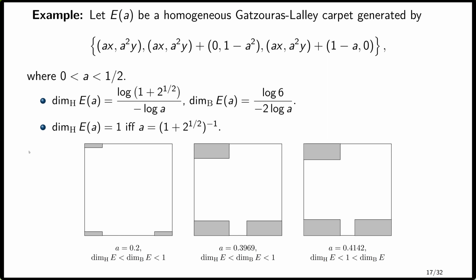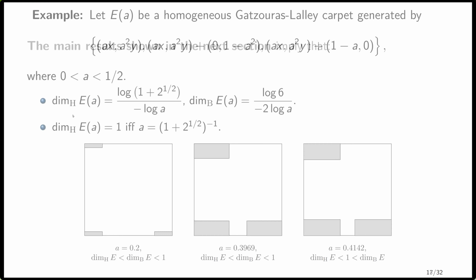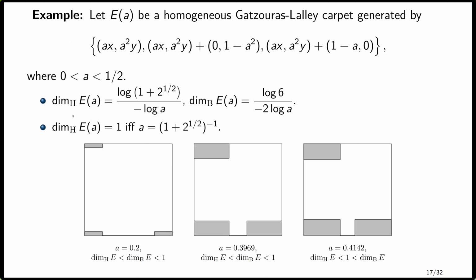And then we consider 3 cases. So our first case is that the Hausdorff dimension is less than the box dimension, which is less than 1. Since we know, based on this formula, if A is less than this value, the Hausdorff dimension is less than 1. And if A is less than 6 to the power negative 1/2, then it is less than 1. So the first case is very small A, Hausdorff dimension less than this. And for the second case, we still have Hausdorff dimension less than box dimension less than 1. But for the third case, the Hausdorff dimension is less than 1, but the box dimension is strictly greater than 1.